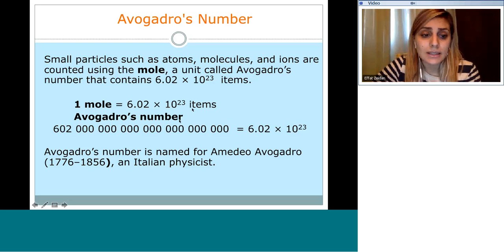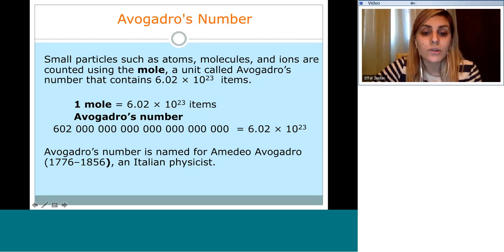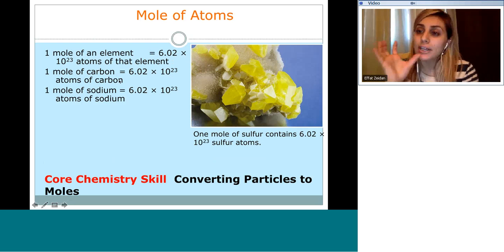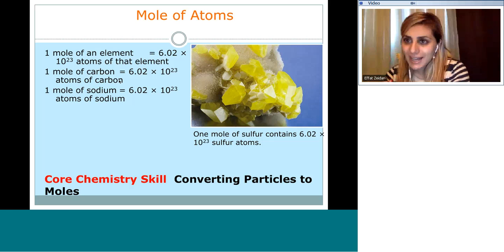Avogadro's number is this long number, it's this very large number. In each mole, there's this many atoms, molecules, or ions. It is named after Avogadro, who's an Italian physicist who came up with this idea. So 1 mole of an element equals 6.02 times 10 to the power 23 atoms of that element. 1 mole of carbon has 6.02 times 10 to the 23 atoms of carbon. So that unit is like as if 1 case of carbon has this many atoms of carbon. 1 mole of carbon has this many atoms of carbon, right?